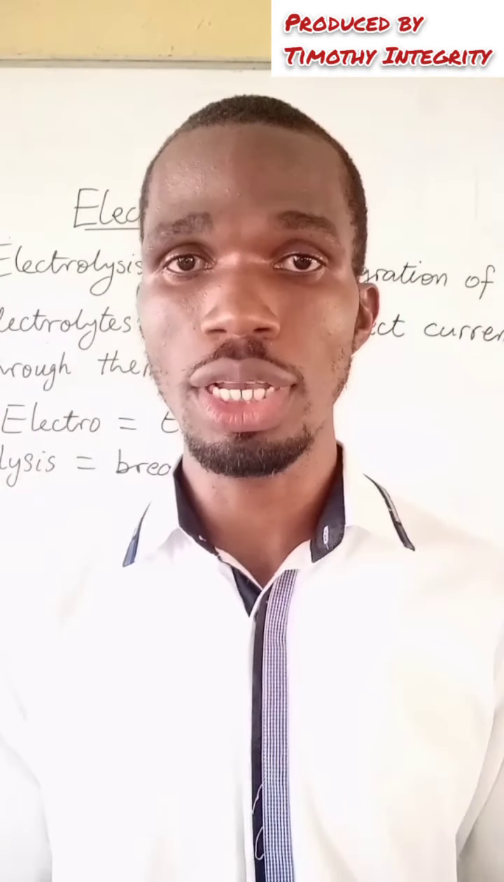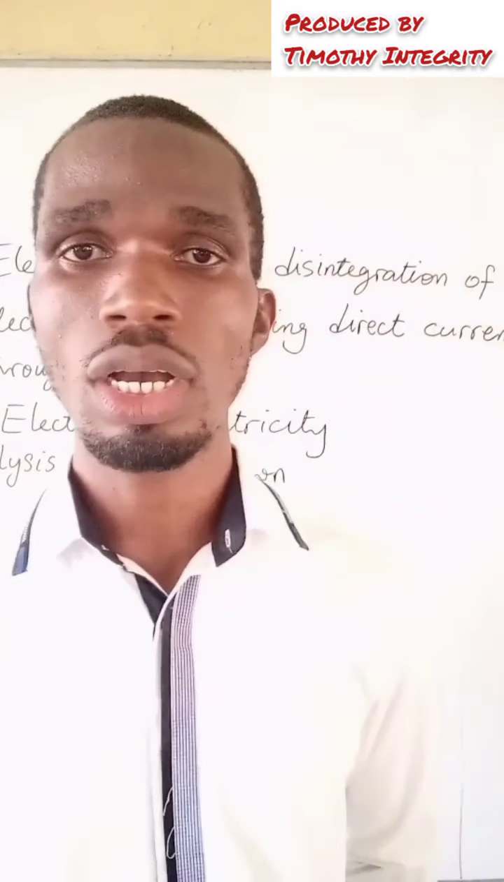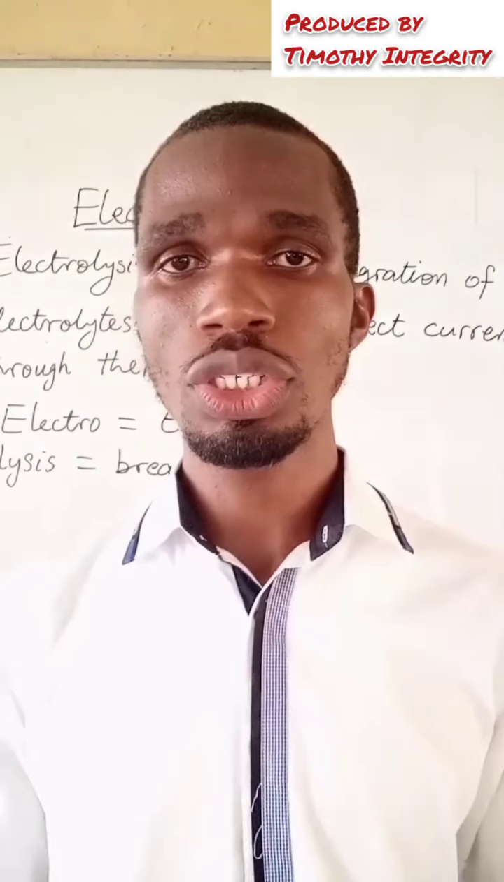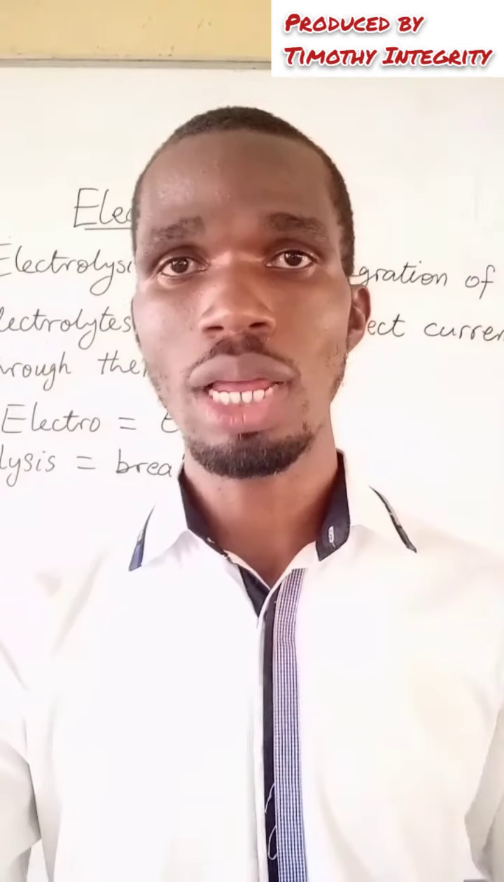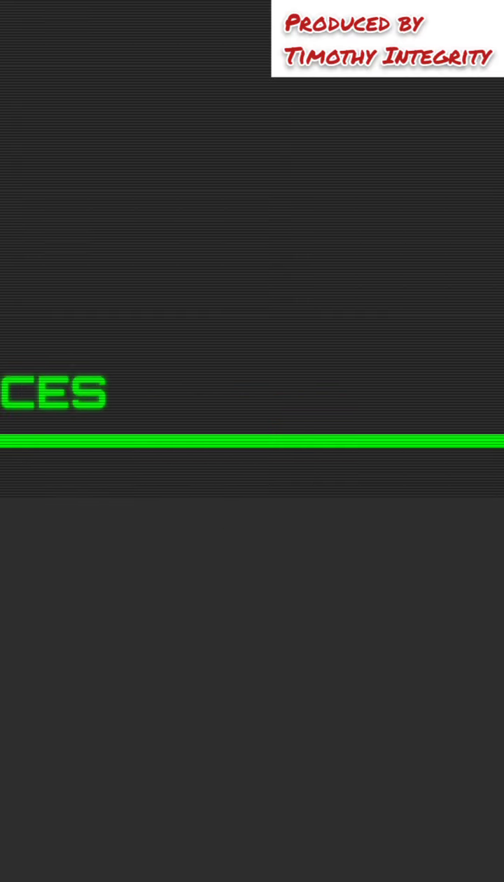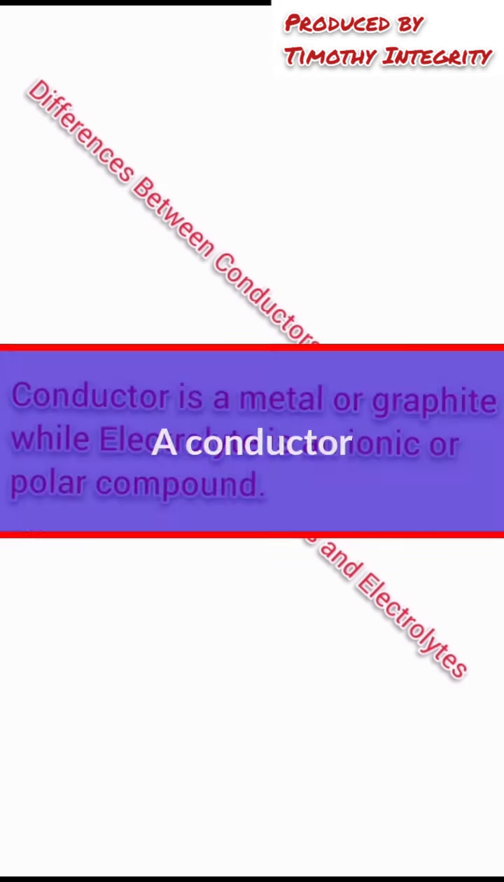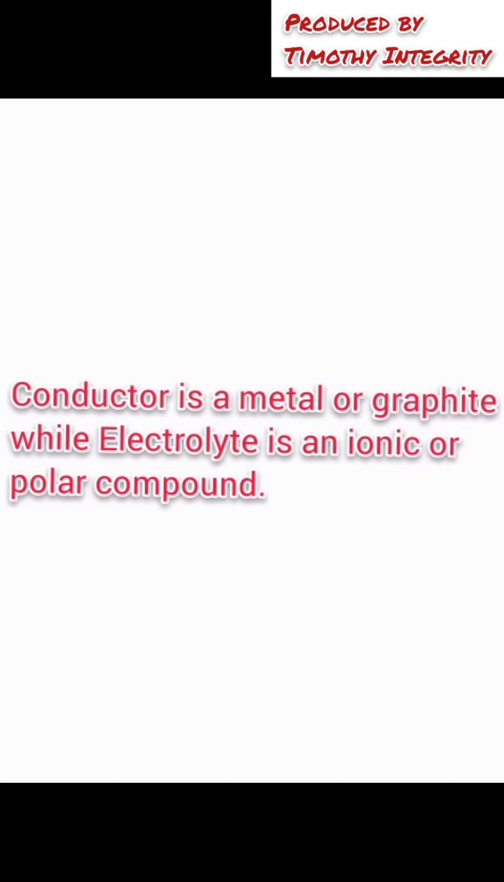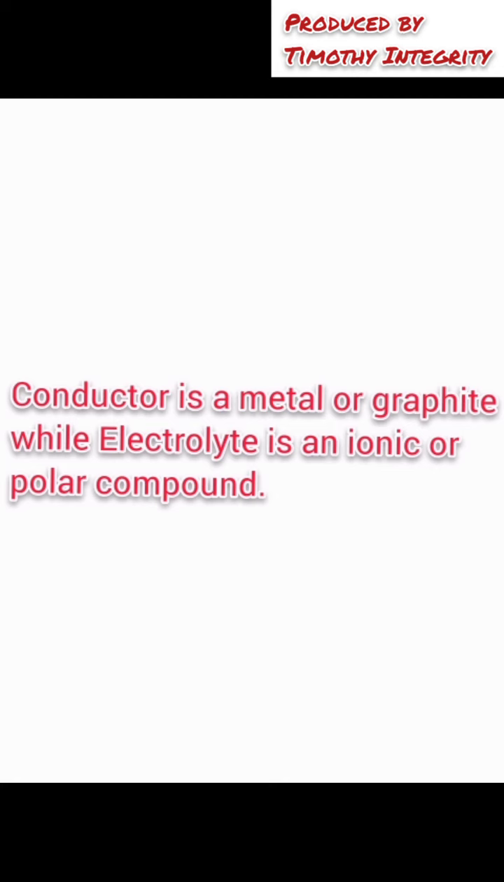Now, we want to differentiate between electrolytes and conductors. But before that, let's take note that conductors are elements which allow the passage of electricity through them, which conduct electricity. So now let's see the differences between a conductor and an electrolyte. A conductor is a metal or graphite. Graphite is carbon. Whereas an electrolyte is always an ionic or polar compound.